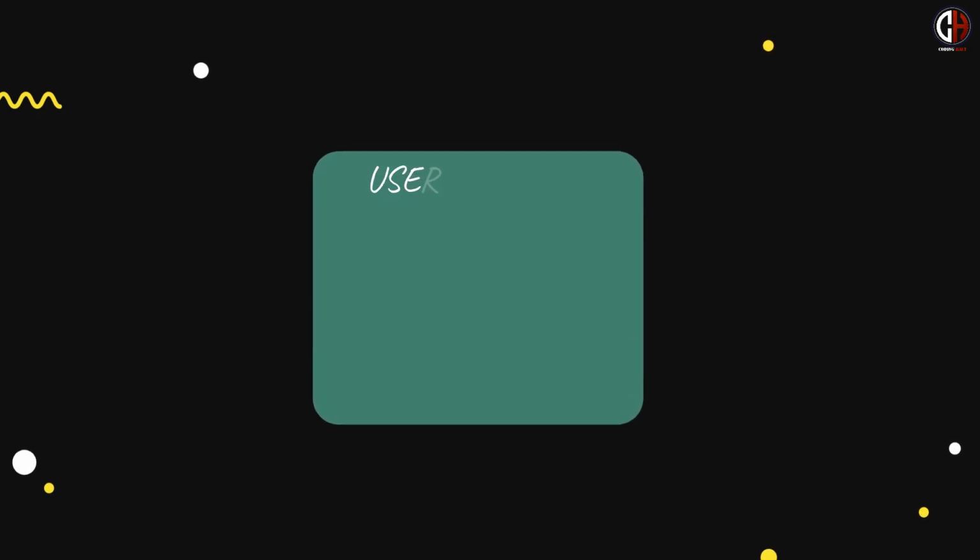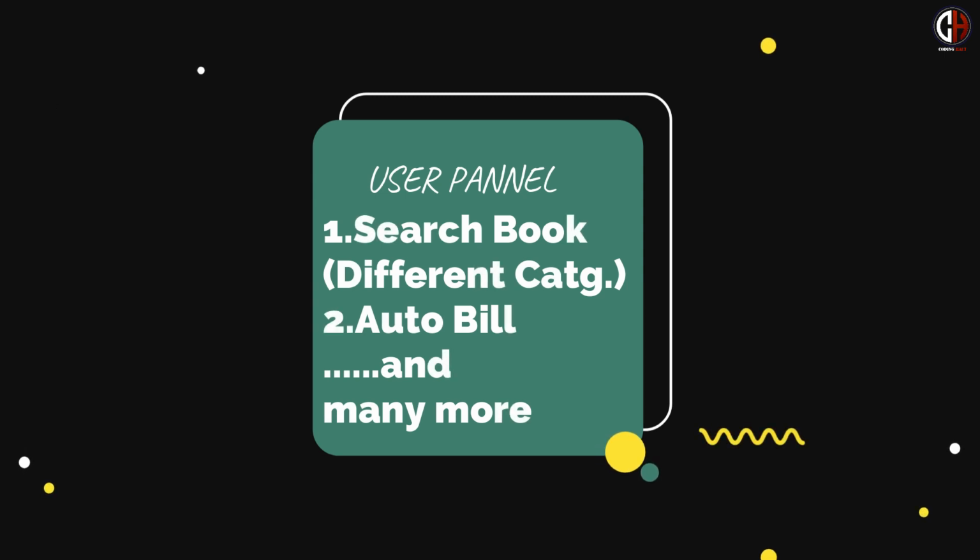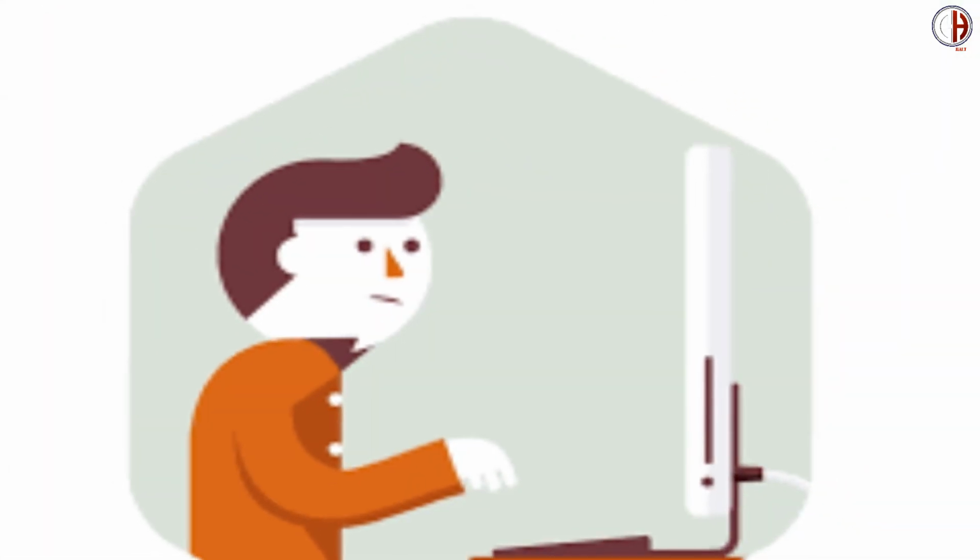Now let's talk about the user or customer panel. In the user panel, you can search books of different categories. You can search by book name, by author name, by category, or by book ID. You can also buy a specific book. As soon as you buy a specific book, a bill will be generated automatically. And the most important thing, you can request any specific book from the customer panel, which will be reflected in the admin panel. So let's not waste a single second. Let's go to Amritesh for the practical demonstration of the program.